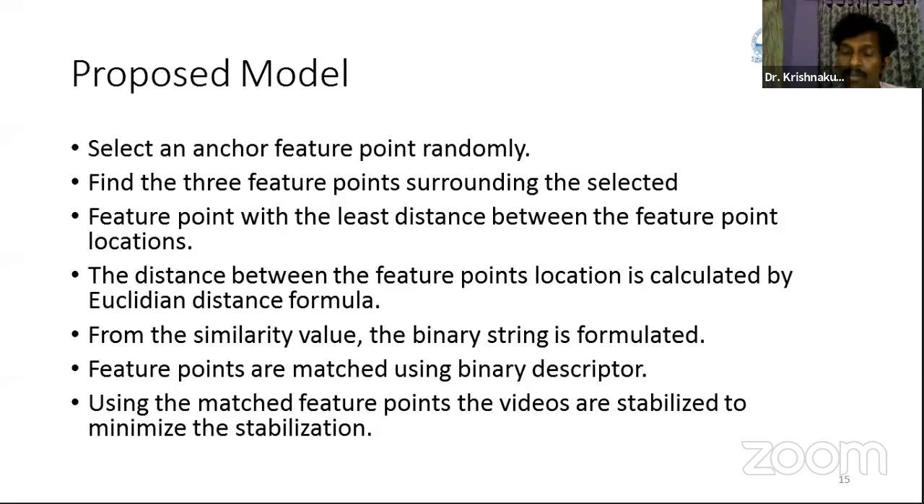The reason we go for the binary value is that processing is time consuming, because we are going to deal with many frames, and the dimensions of the video might be higher. We don't want to concentrate too much on processing time, so we need to reduce it as well. By using the binary descriptor, we can reduce the processing time. And after matching these feature points with reference to the coordinate points, we are going to stabilize the video.